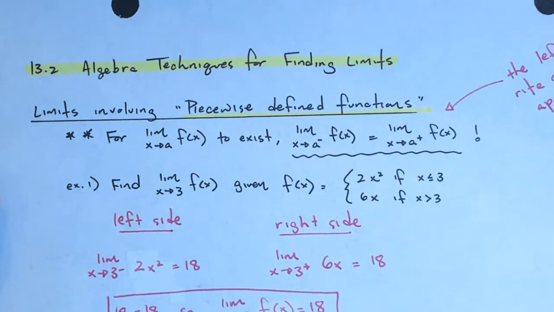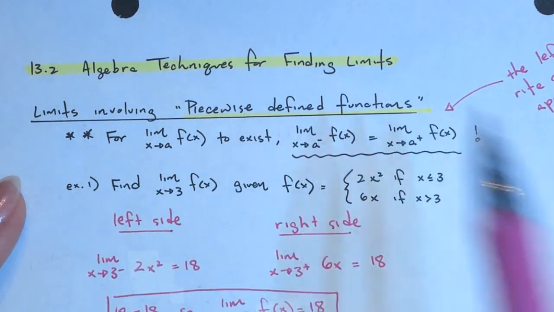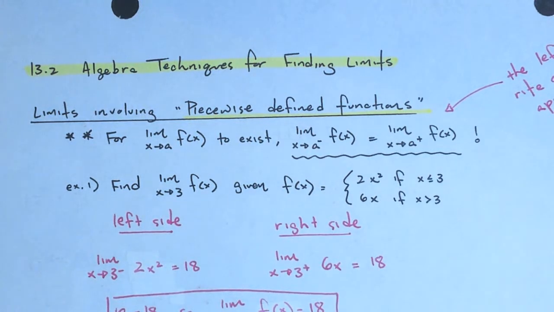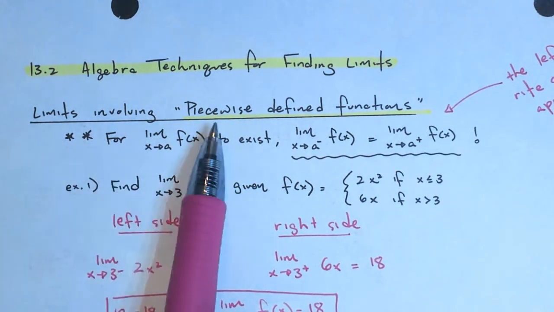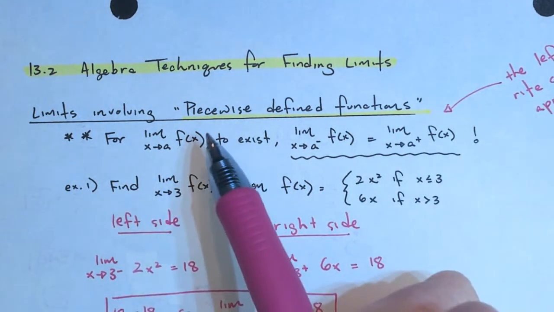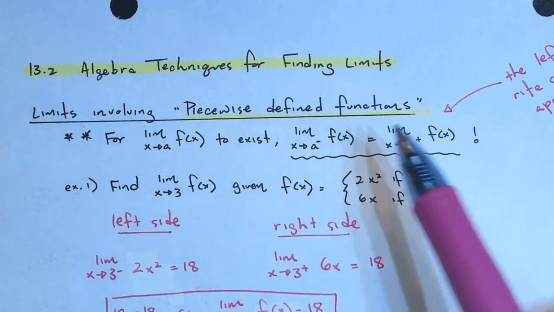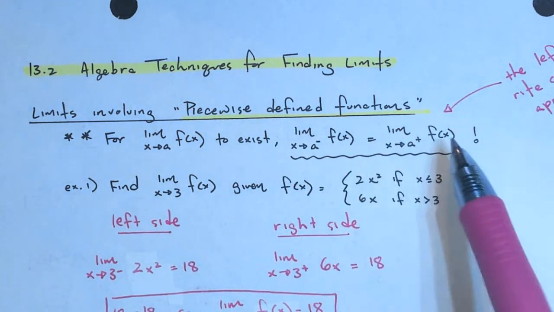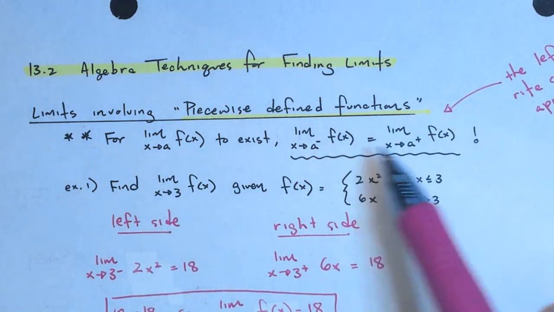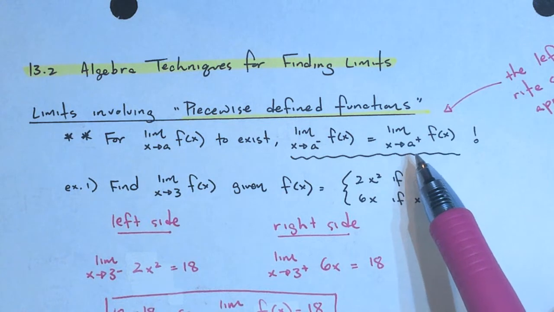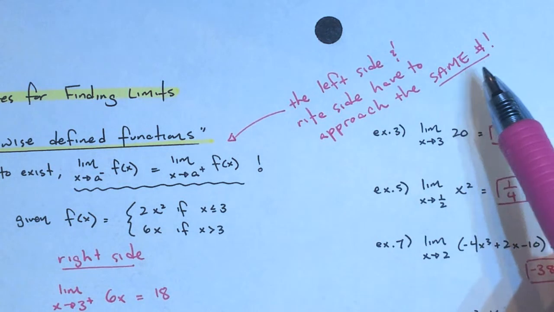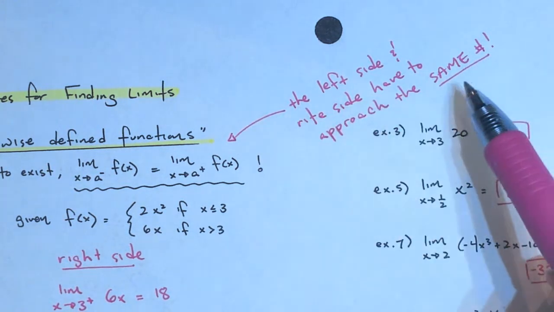So back to here. Algebra techniques for finding limits. We've actually talked about a lot of this already, and then there's one new part that we'll get to: limits involving piecewise defined functions. This says for a limit to exist, the left limit and the right limit have to be equal. For there to be a limit, the left side and the right side have to go to the same place, which we've talked about. Can you write this in, please? The left side and the right side have to approach the same number. Something like that, okay?